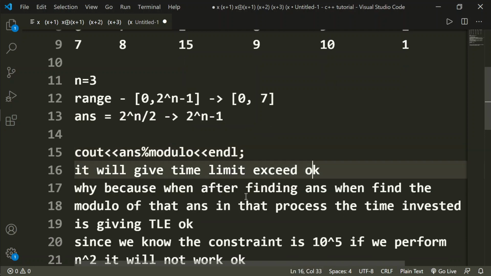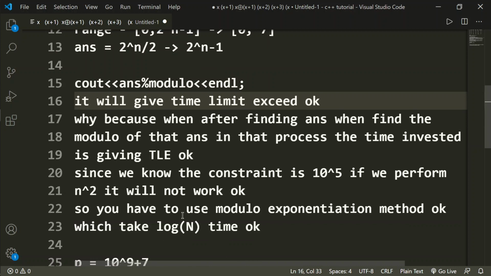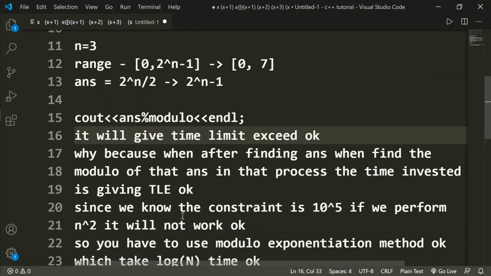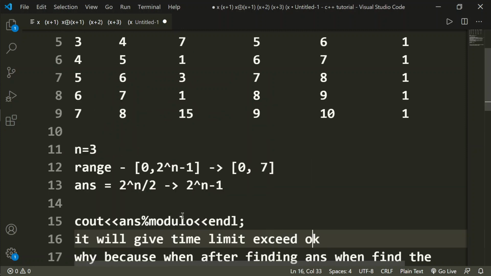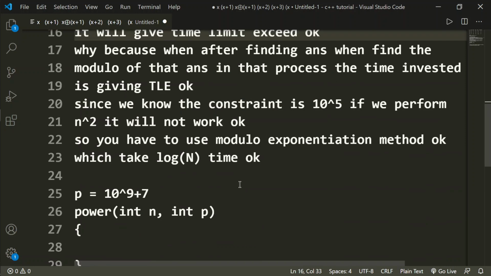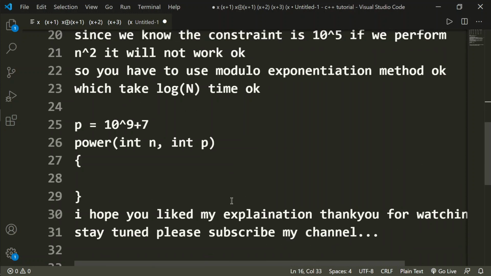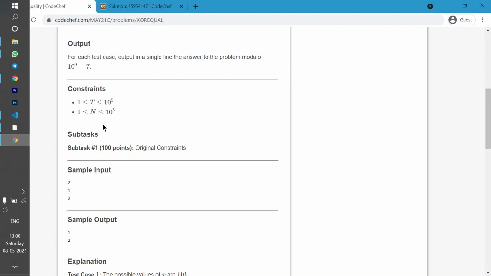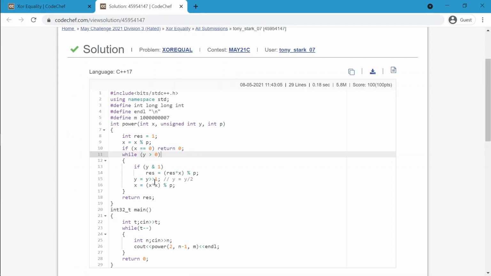Now what can you do instead? You use modular exponentiation, where at the same time you find the power, and at the same time you take the modulo of the intermediate power result. So how will you do that? Let's jump into my solution code. I have completely written the code, and I will explain it there. So here is my solution code.